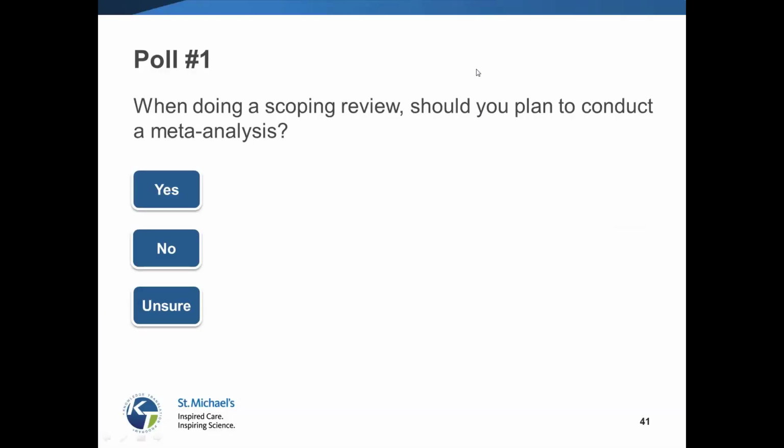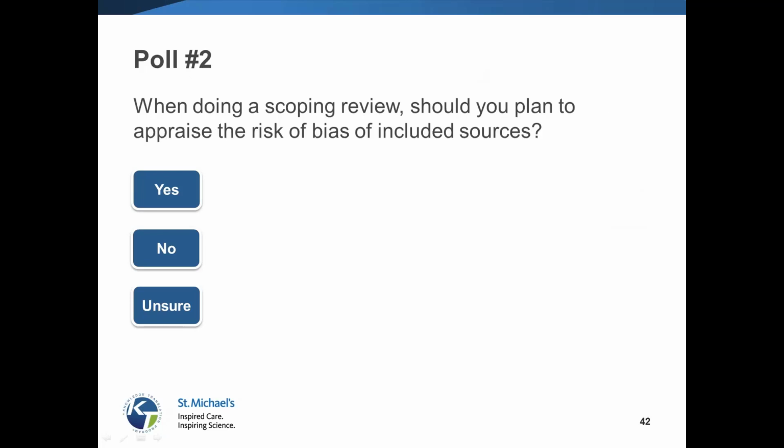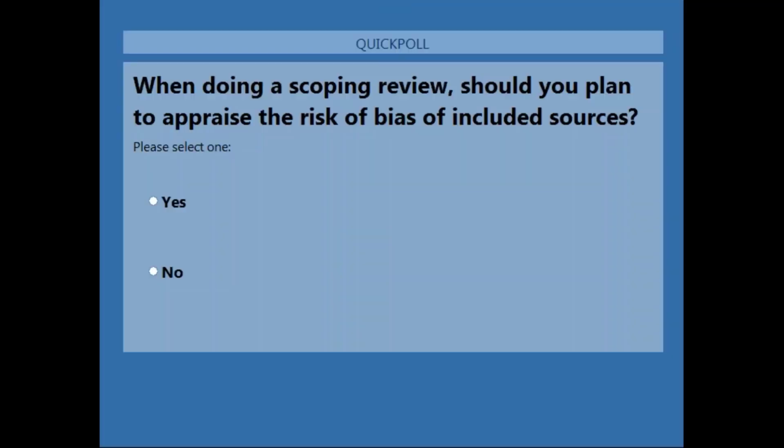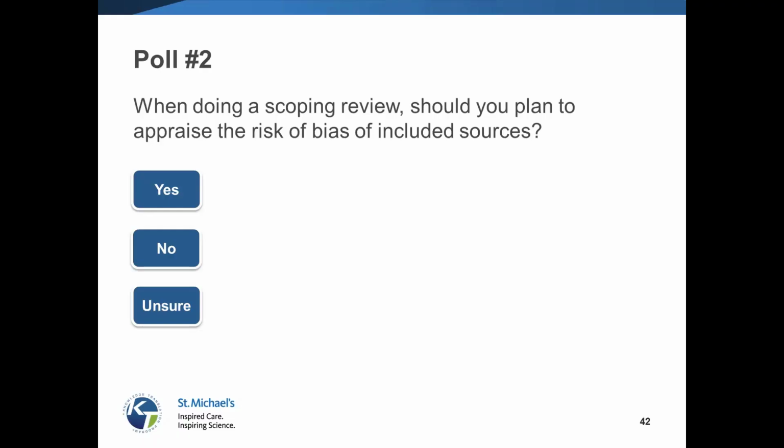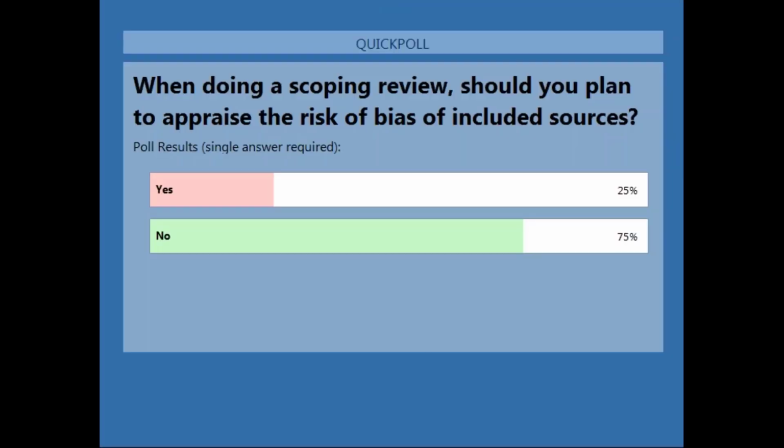Now we will move on to polling question 2, and I will ask Dario to open this again. When you're doing a scoping review, should you plan to appraise the risk of bias of the included sources of evidence? Great, so we have about 70% here who voted, so thank you, Dario, for closing that.